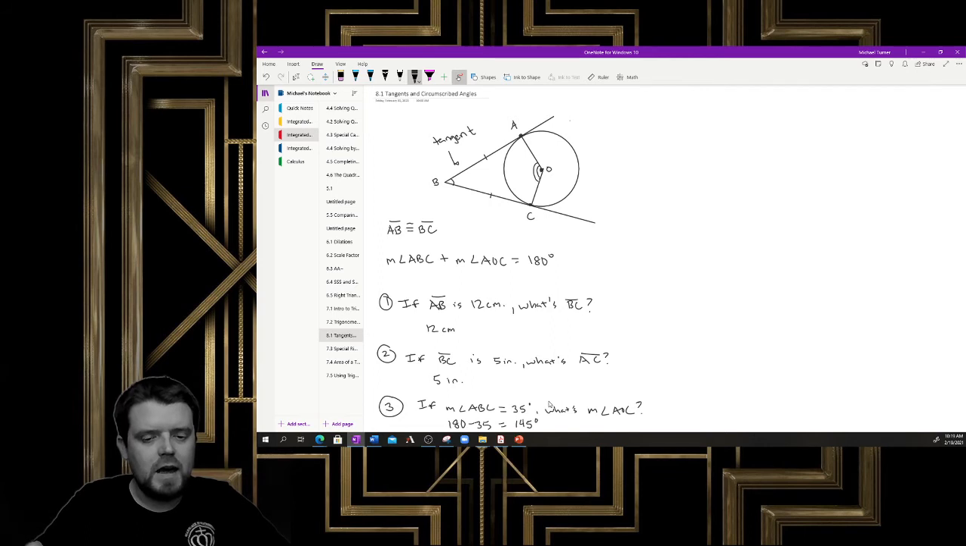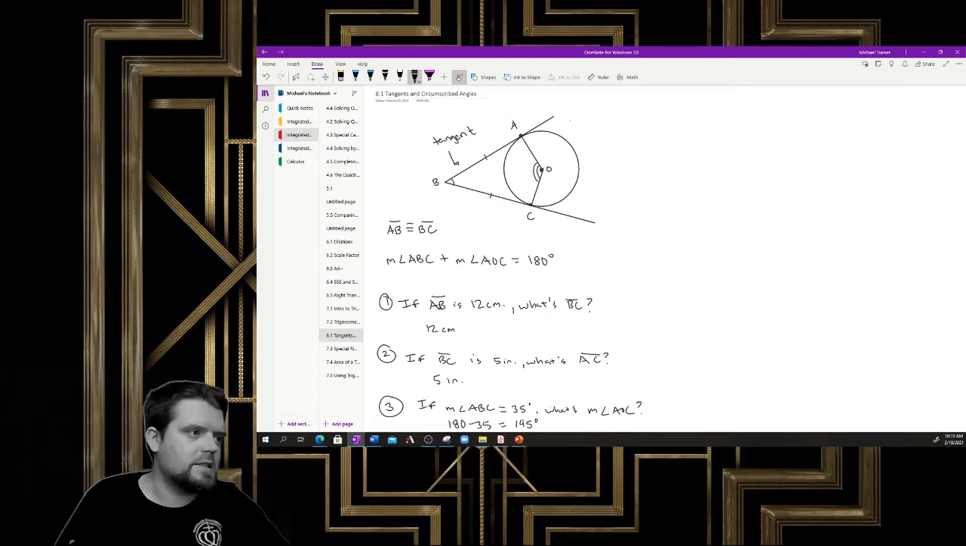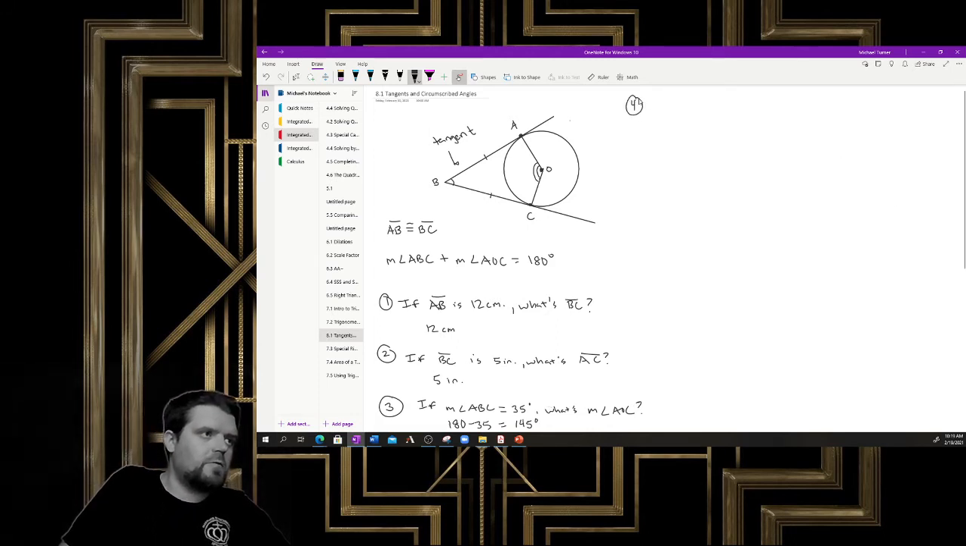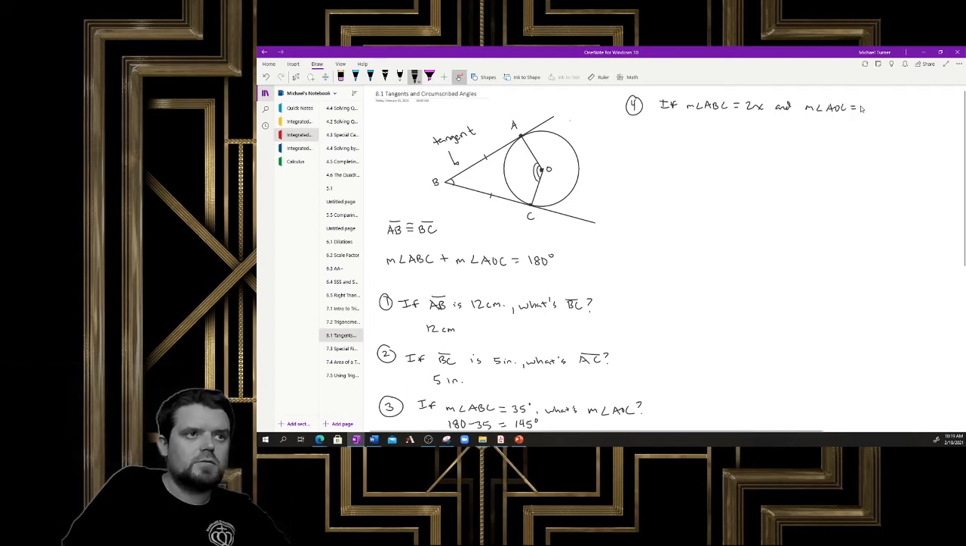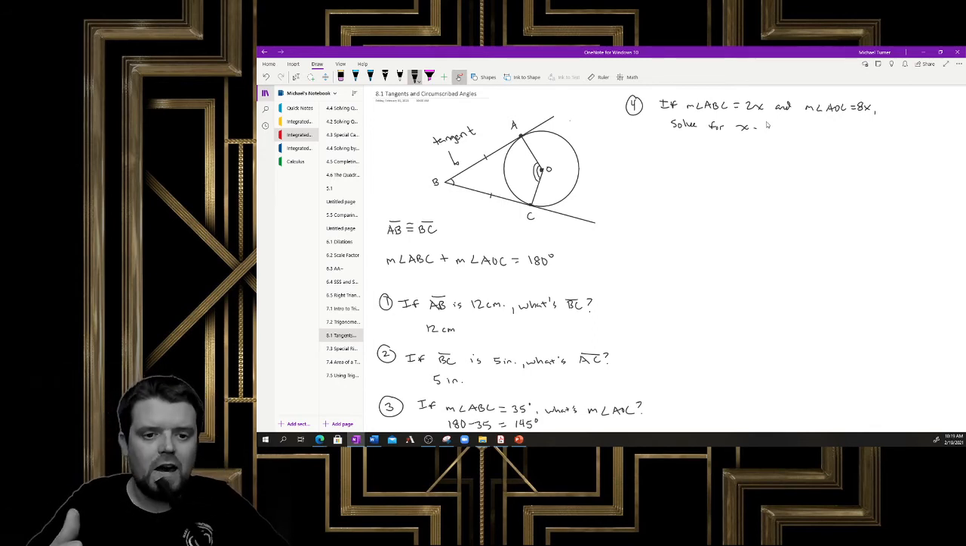Some questions will be that easy. Some questions will throw in a little bit of algebra to make it a little bit trickier. But it's the same concept. So for instance here, I could make number 4. If the measure of angle ABC equals 2x and the measure of angle AOC equals, let's call it 8x, solve for x.